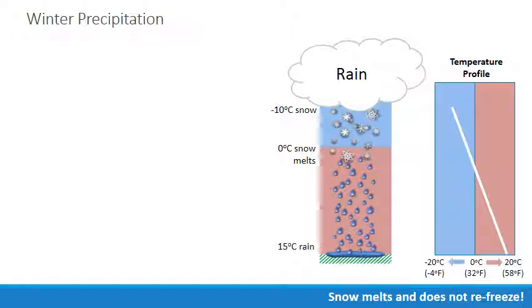So if we're looking at temperature data from an atmospheric sounding, the temperature profile would look like a straight line with the air being warmest near the surface.